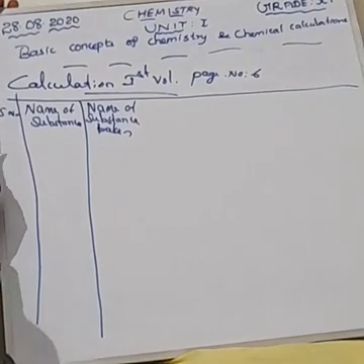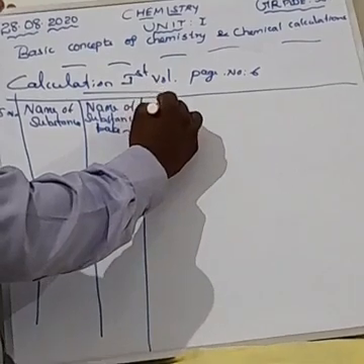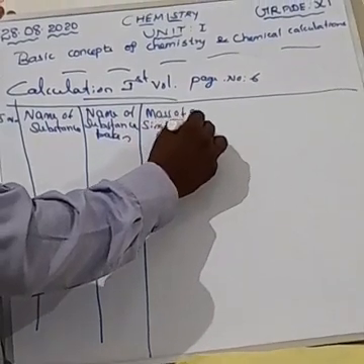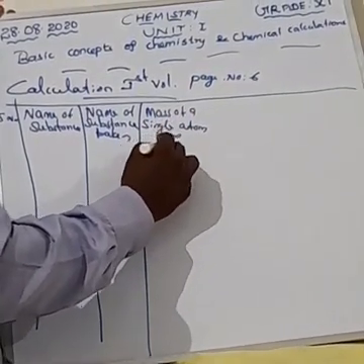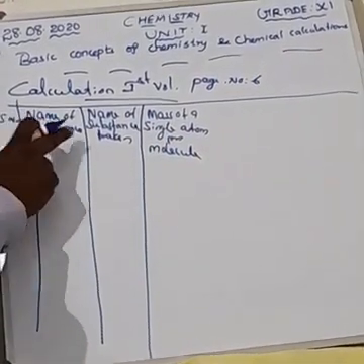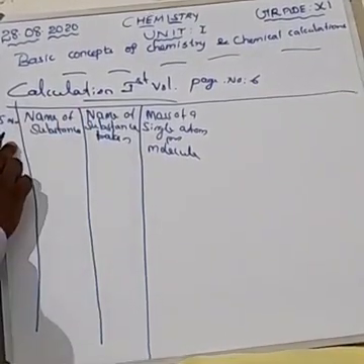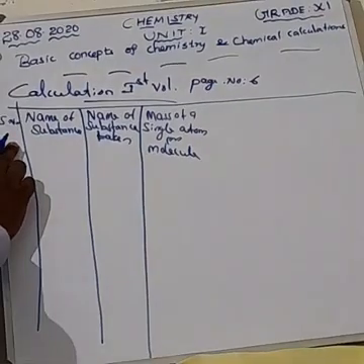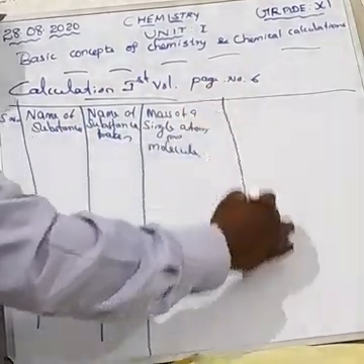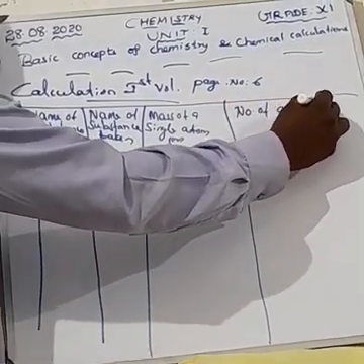Third one, mass of a single atom or molecule. That's the first one, name of substance. Second one, mass of the substance taken. Next one, mass of the single atom or molecule. Next one, number of atoms or molecules.